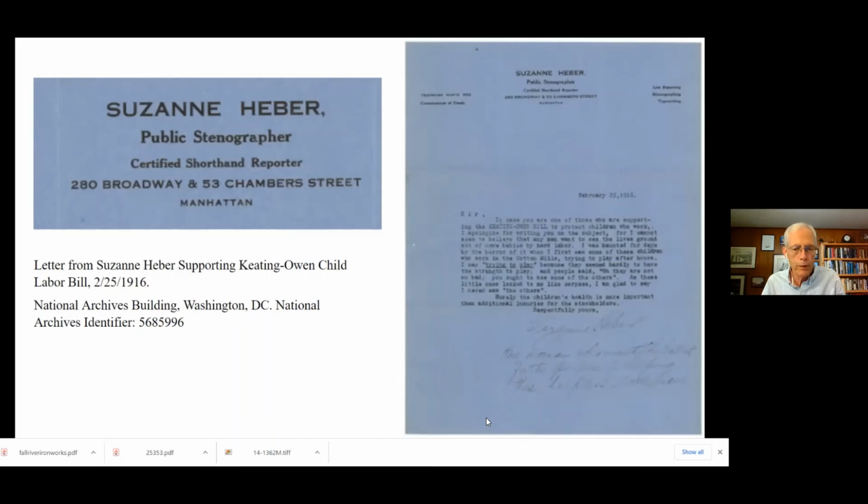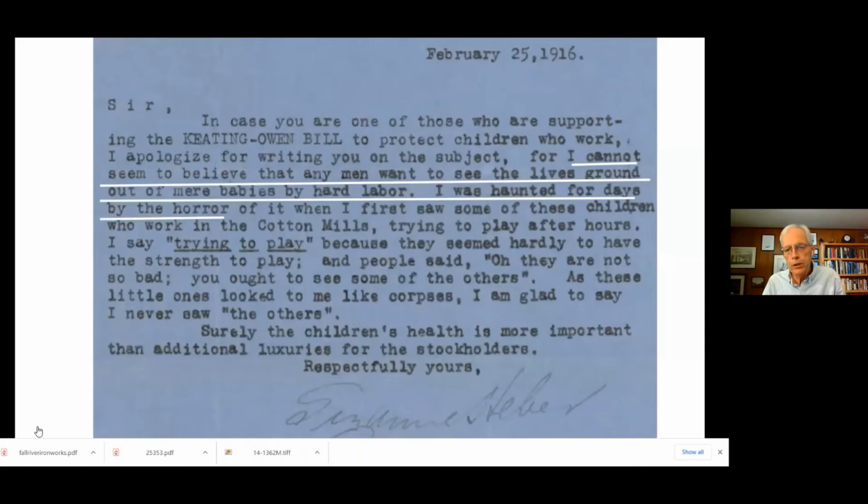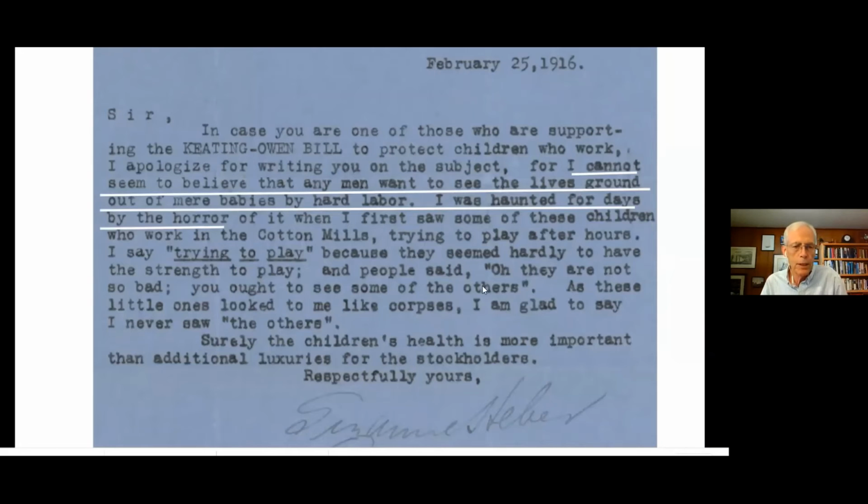And you see her letter over there to the right. So imagine you're in an archive and you open a box and you find this letter and you think, oh, this looks kind of cool. Let's take a closer look. So we do that, and what we find is that she's writing about a piece of legislation, the Keating-Owen bill, that would ban the interstate commerce in items made by children or child labor.